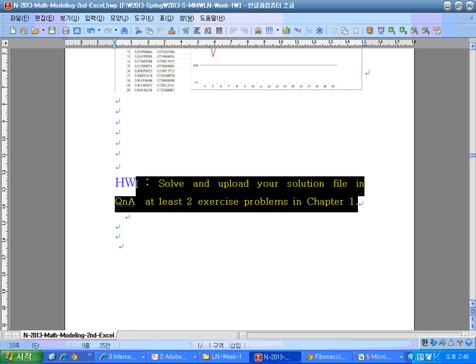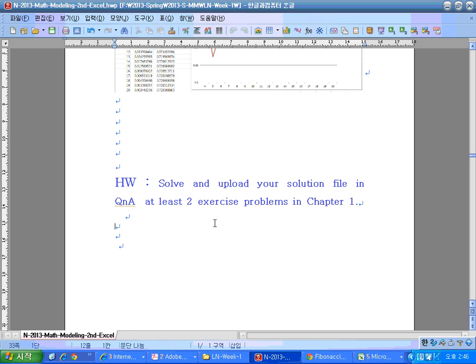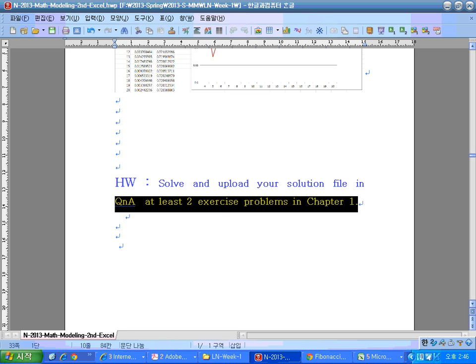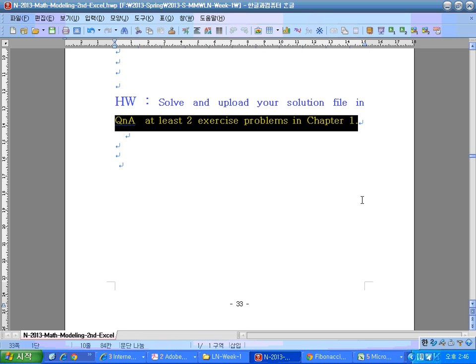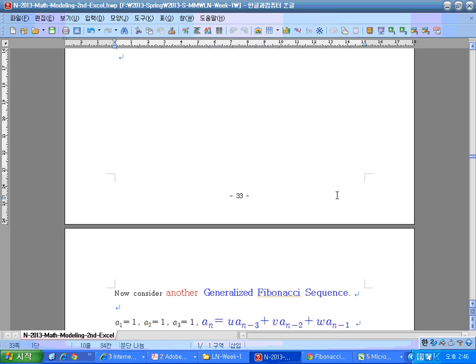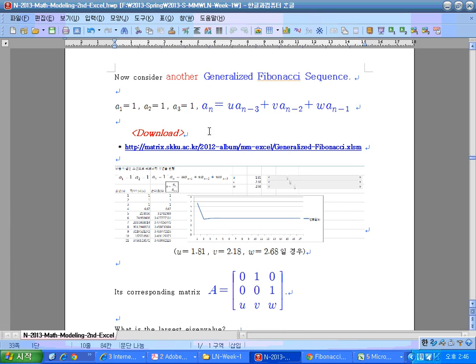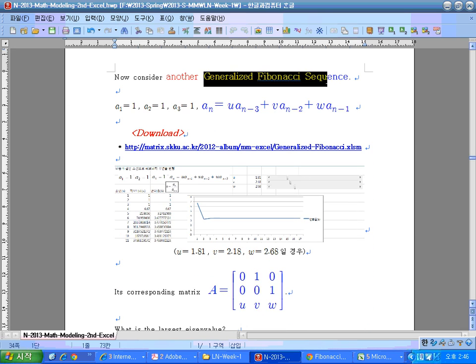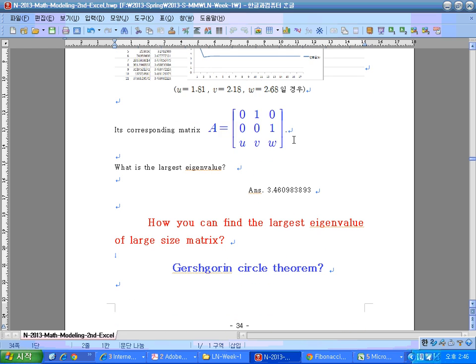Now you're supposed to solve some of the problems from the textbook in chapter 1, and upload your solutions in Q&A or questions, at least 2 exercise problems in chapter 1. Then make comments and revise it, go through it. I will continue to the more general form of the sequences, for 3 by 3 and so on.